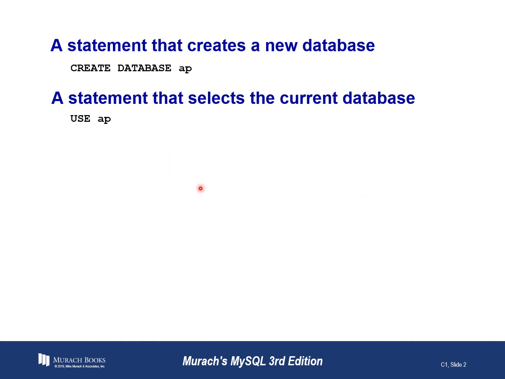Now here we see a simple example of a statement that creates a new database. CREATE DATABASE AP. This will create a new database called AP. A statement that selects the current database is USE AP. So you have to specify the database that you currently want to be using with the USE statement.